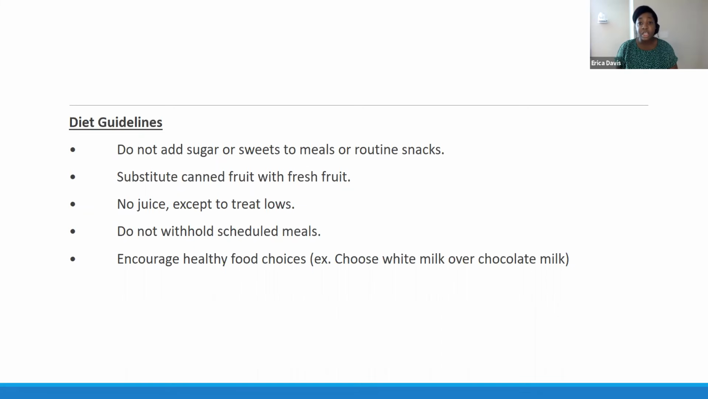And this last recommendation, encouraging healthy food choices. We know that that's a recommendation that we would say for any student, regardless of whether they have diabetes or not.